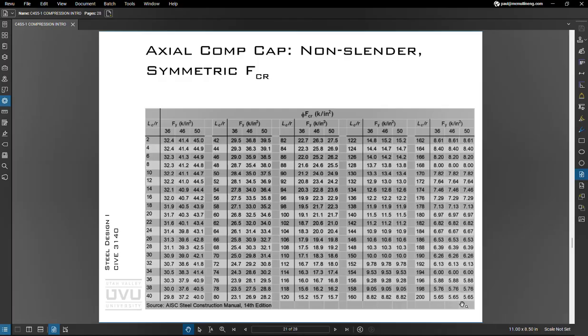So let's say I have a slenderness of 88, Lc over r of 88. I can come here, come across, if I have a yield, say of 50 ksi, I have 25.5 kips per square inch of critical buckling stress. So if I were to multiply this 25.5 by the cross-sectional area of my column, then I get the axial compressive capacity of my column.